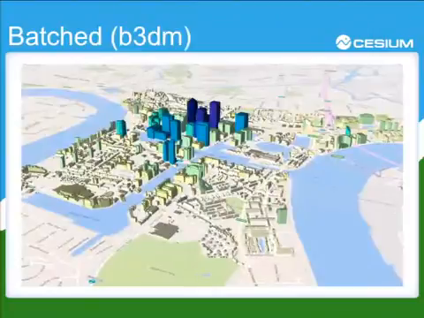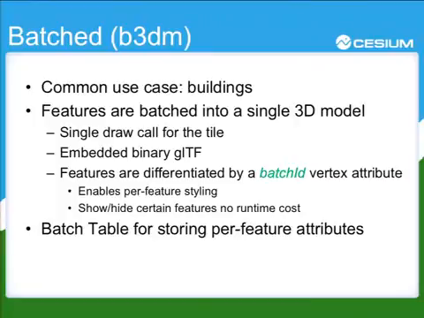The first one is the batched format. This is for cities, pretty much. The most common use case is for cities and buildings, where you have a lot of different models which you want to combine together. So the features, the individual buildings, are batched into a single 3D model. Say you have 100 buildings in a small area. All those buildings will be combined into a single tile. The goal behind this is we want just a single draw call for that tile. And we embed the binary glTF, so underlying those 100 buildings is just a single glTF model that's part of the tile.